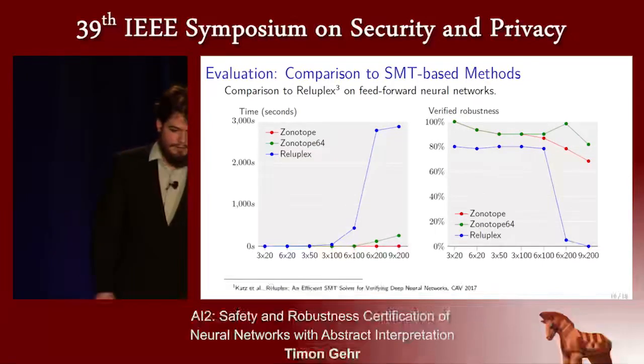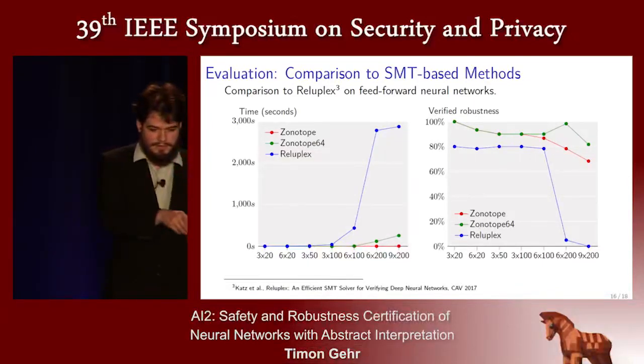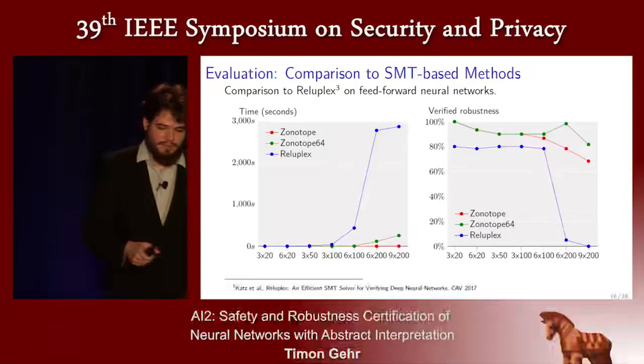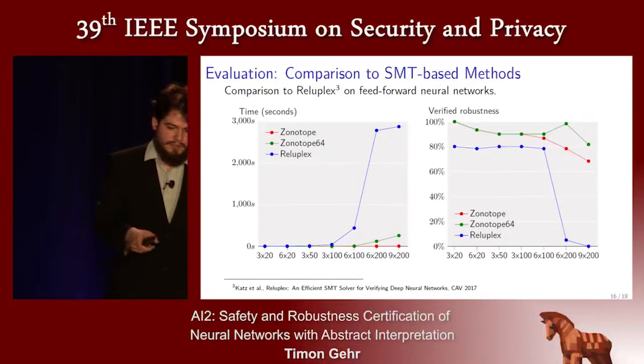And as you can see, Reluplex shows this very exponential scaling, whereas with abstract interpretation, you don't see it that early. Here we have the zonotope domain. We have zonotope 64, which is the same as zonotope, but we keep up to 64 different zonotopes to get more precision. And as you can see, our approach verifies more than Reluplex within this time limit of 1 hour.